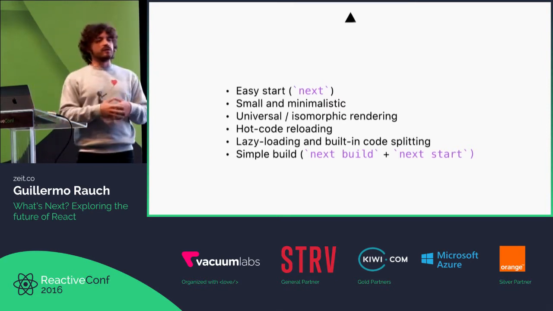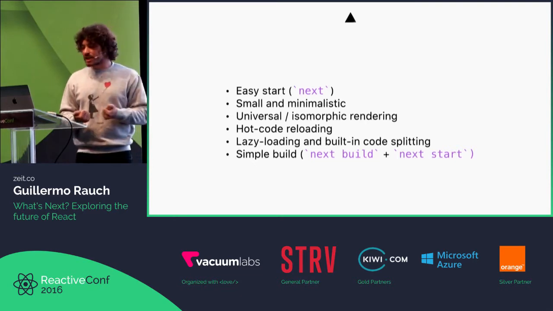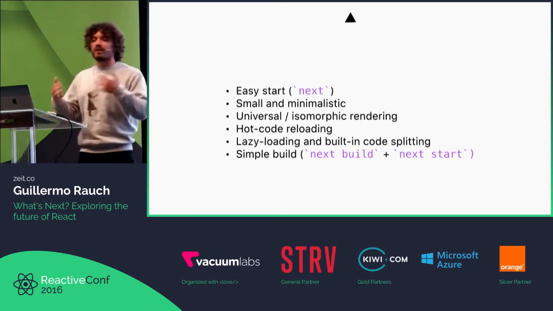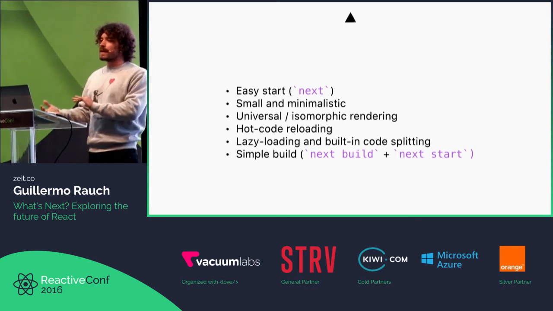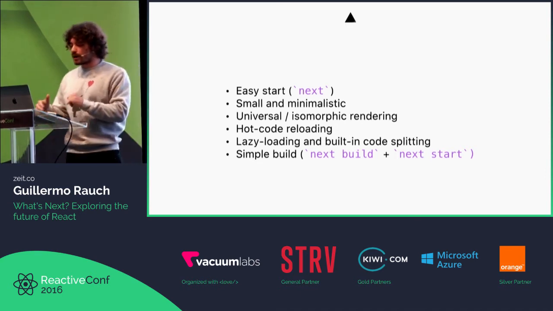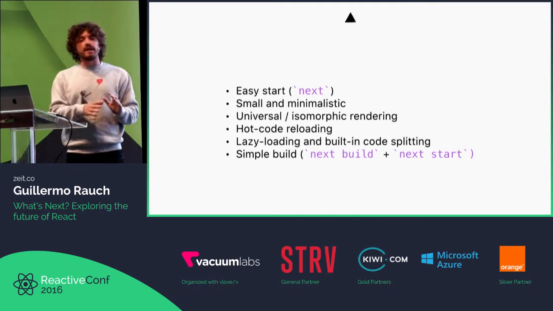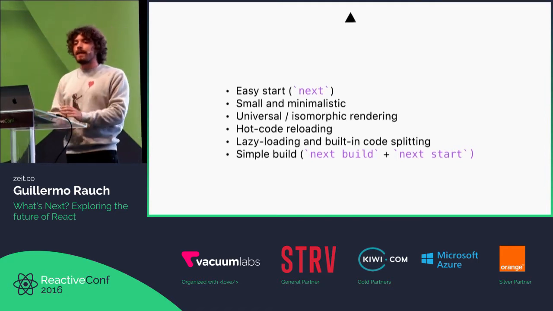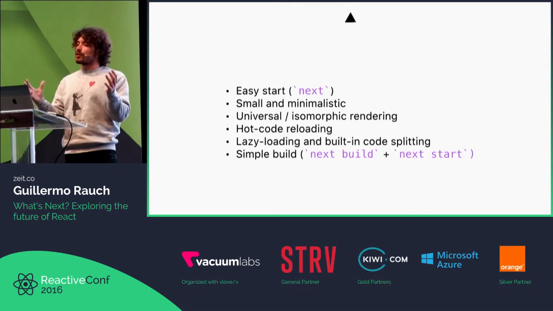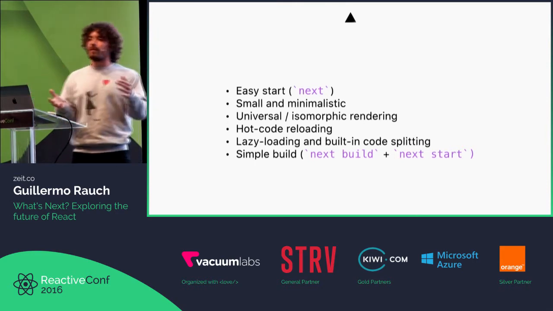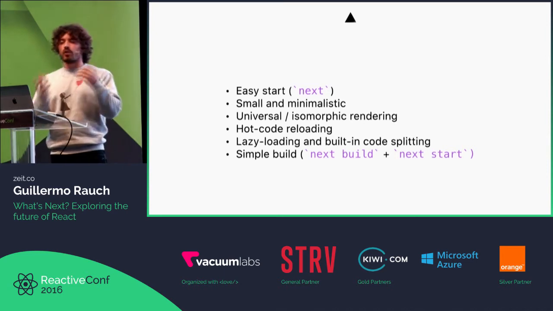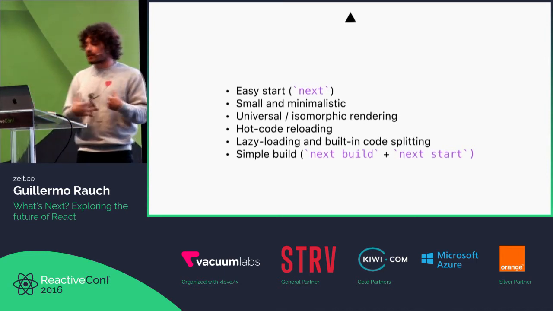So out of the box, we do universal and isomorphic rendering, hot code reloading. So we use Webpack and Babel underneath, which you'll be able to expose and configure on your behalf as well. We do lazy loading and code splitting. Basically, instead of generating a big bundle for your entire application, each top-level component creates its own bundle that gets dynamically loaded with a server render.